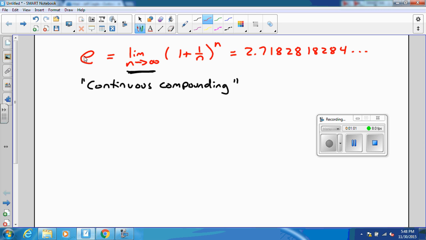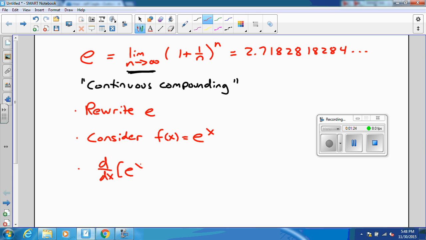Now, I want to do the following things. First of all, I'd like to rewrite e using a substitution. And then I want to use that to consider the function f of x equals e to the x, which is an exponential function, just as we talked about today. And third, I'd like to try to find the derivative of e to the x. So let's do each one of those.